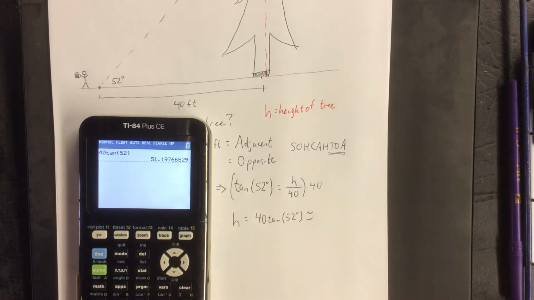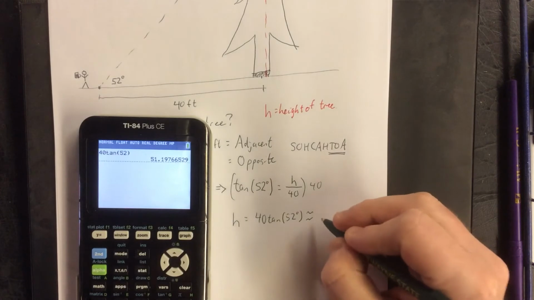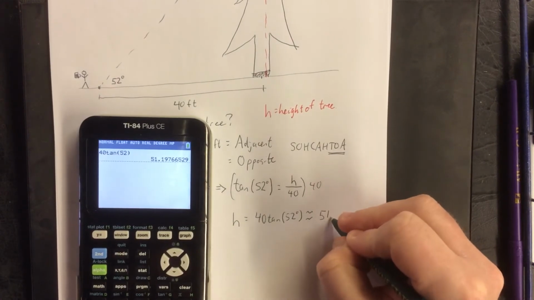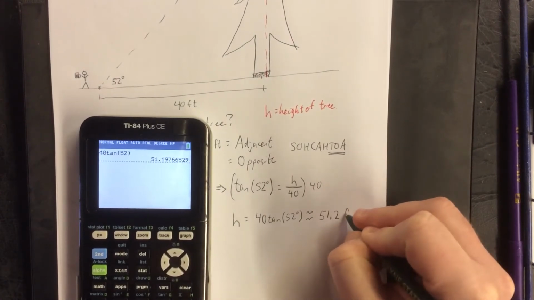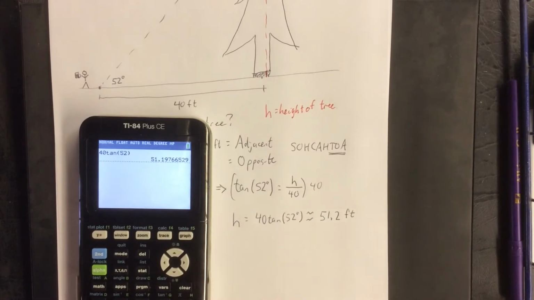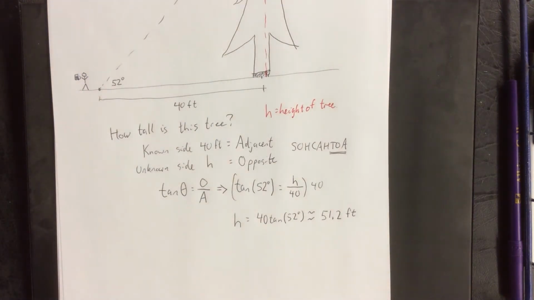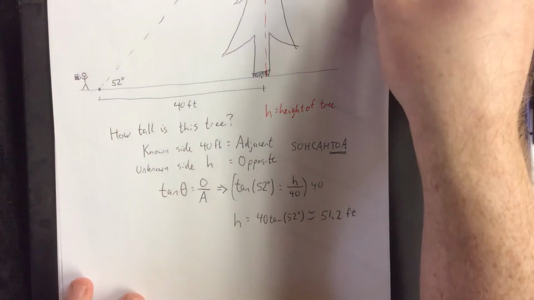40 times the tangent of 52 degrees, if we round that off to the first decimal place, we can call that about 51.2 feet. So what do you think? Should Chugs the Stick Figure Man take this 51.2 foot tall tree and put it in his one-bedroom apartment? I say go for it. Just don't expect a security deposit back by all means. My goodness.